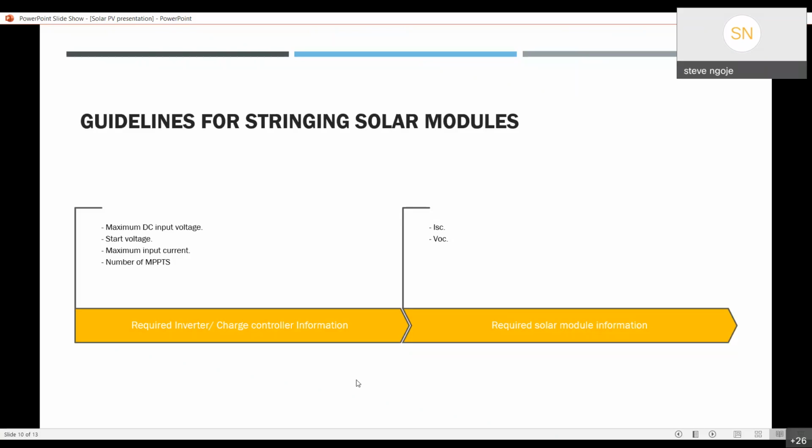So the way you do that is you take your individual module. If you look just to your right, it will show ISC and VOC. You take the maximum DC input voltage of the inverter or charge controller, and then you divide it by the VOC of a module. The number that you get should be the maximum number of modules you have in series.